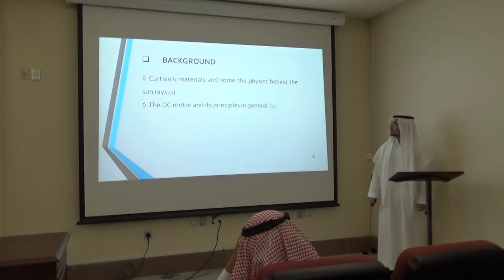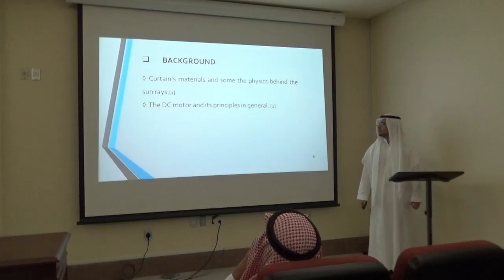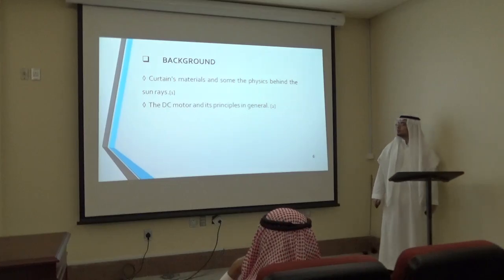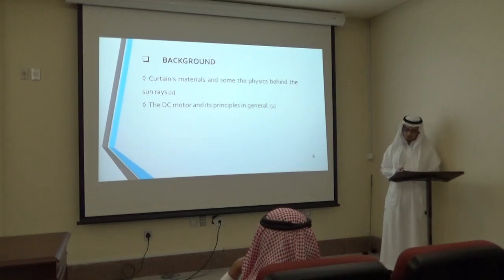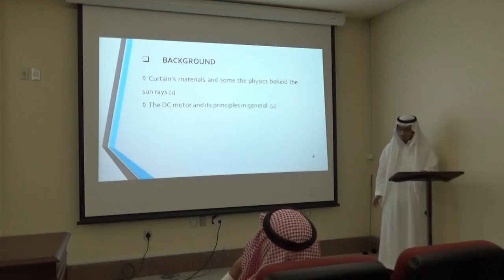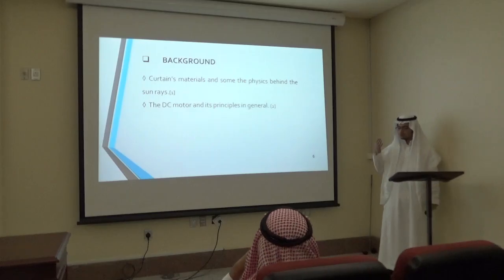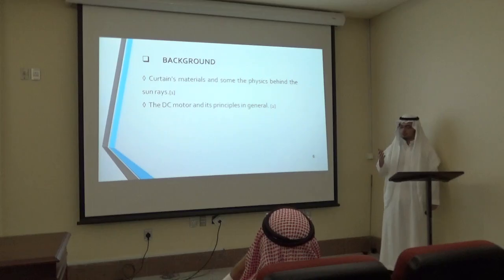Let's go to the background section. In this section, we'll give some background information about the two most important parts of the project, the curtain material and the DC motor. Let's start with the curtain material. The curtains are made from fabric materials. Those fabric materials are different in absorbing the heat and reflecting the microwave that comes from the sun.